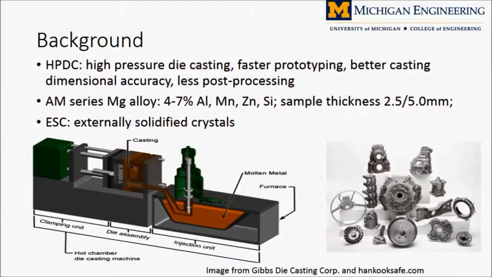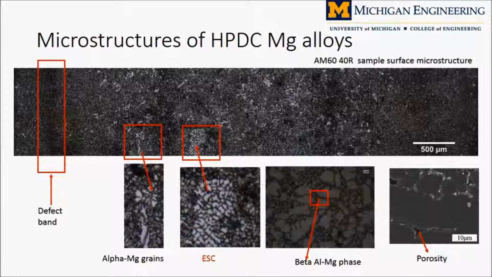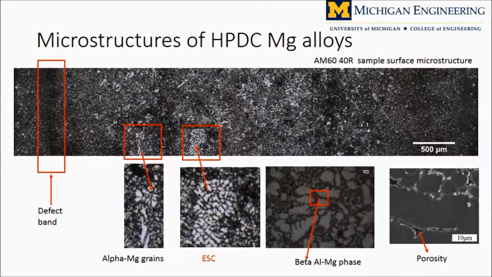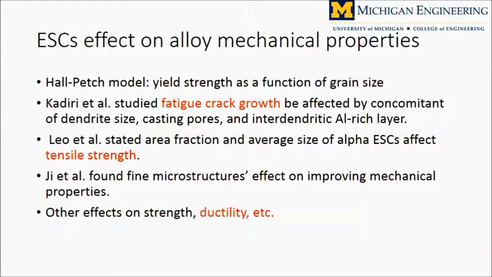During the high-pressure die casting process, after superheated metal is first poured into a shot chamber, solidification happens. Crystals nucleate and grow at this time and become externally solidified crystals, known as ESCs. Other microstructures, including fine magnesium-rich grains, beta aluminum-magnesium phases, porosity, and defect bands, also form as a result of solidification. In this project, we will focus on ESC structures, which appear as large, bright dendrite-form phases.